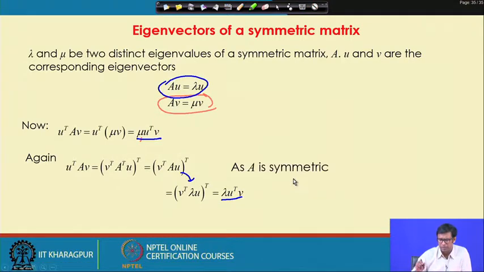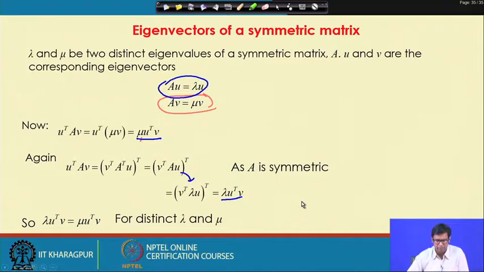If we equate them, this is done as A is symmetric, so A transpose is equal to A. So, lambda u transpose v is equal to mu u transpose v, and for distinct lambda and mu, this is not possible unless u transpose v has a special value. Since there are distinct eigenvalues, u and v are non-zero, they are non-trivial solutions.